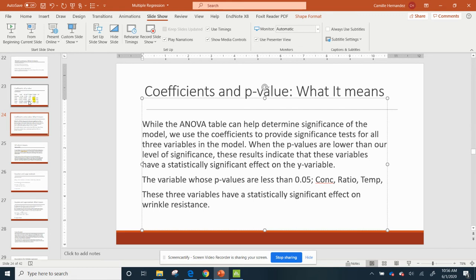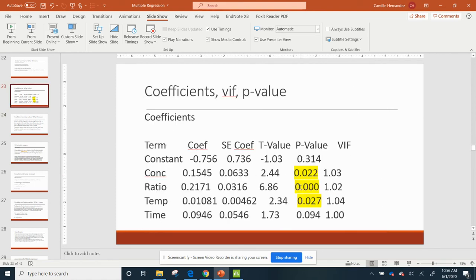Okay, and how do I know that again? Here, concentration, ratio, and temperature, their p-values were lower.